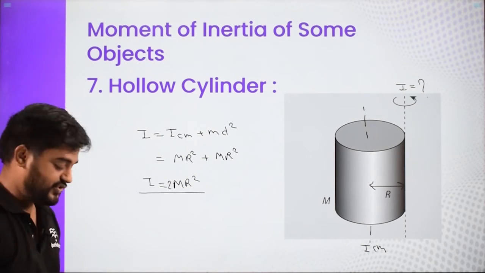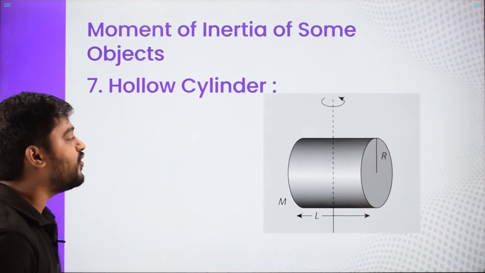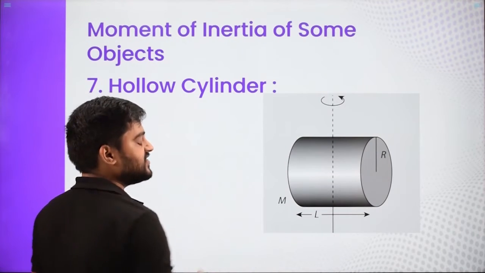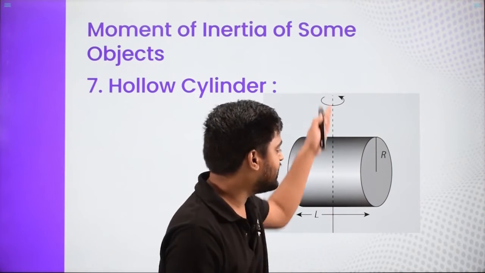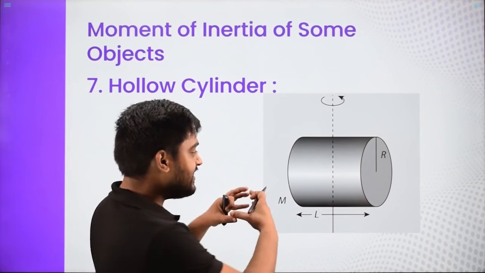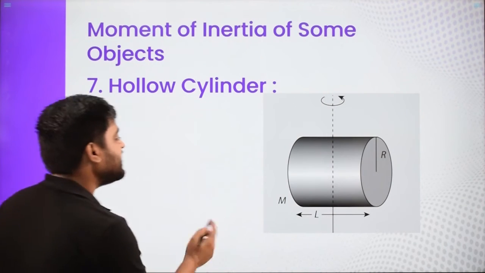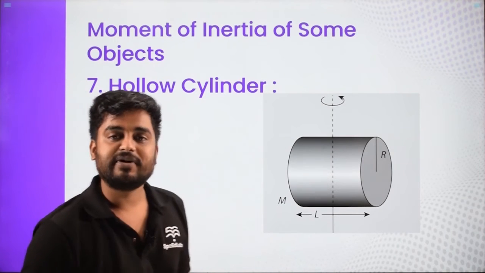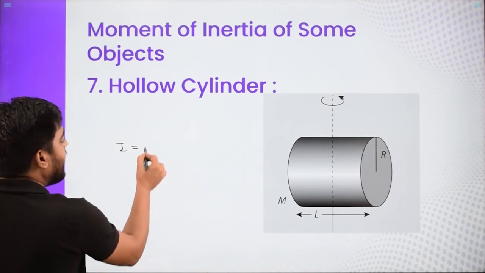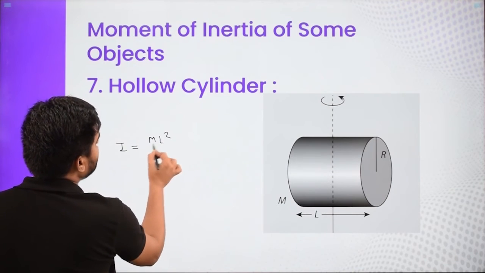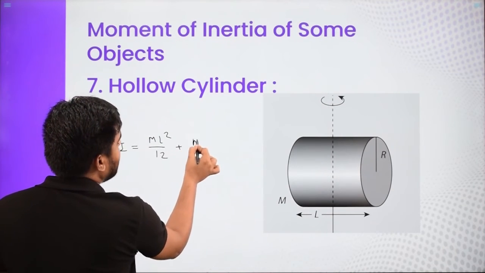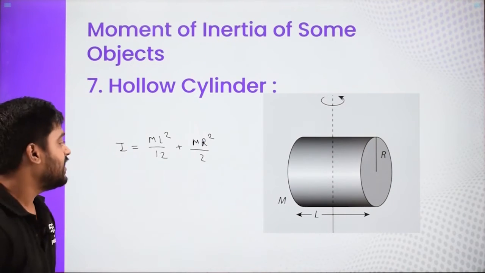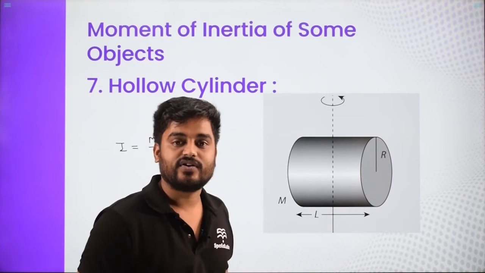Let us discuss the next situation. For a hollow cylinder, the next situation is the moment of inertia about this axis. This axis is basically the perpendicular bisector of the hollow cylinder, but a hollow cylinder is a 3D object. Here the moment of inertia, the derivation we are not doing, but there is a trick to remember it. The moment of inertia is given by m L square by 12 plus m r square by 2. This is the formula for the moment of inertia about this axis of a hollow cylinder.